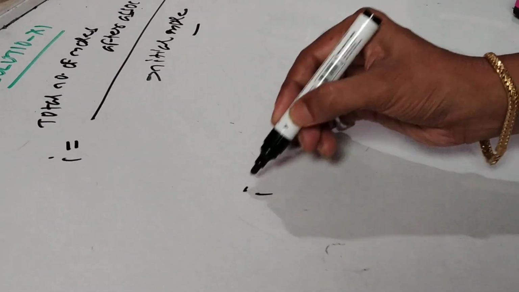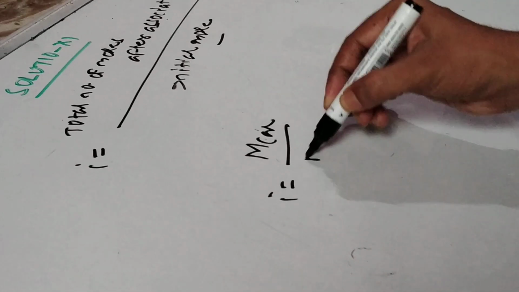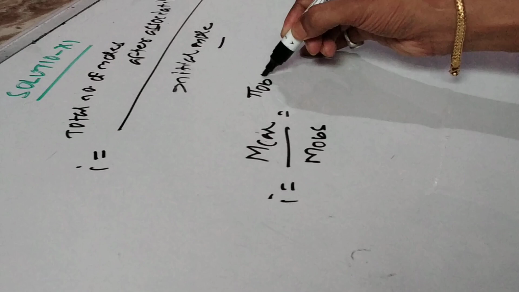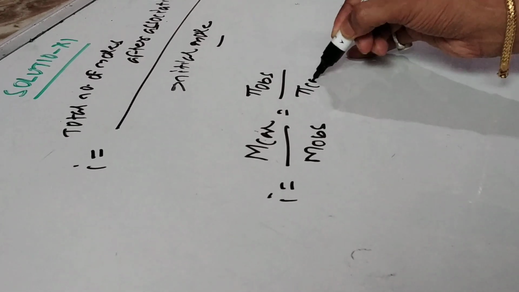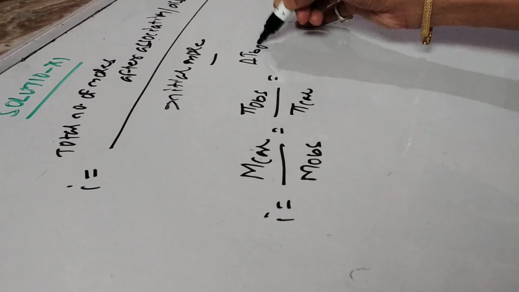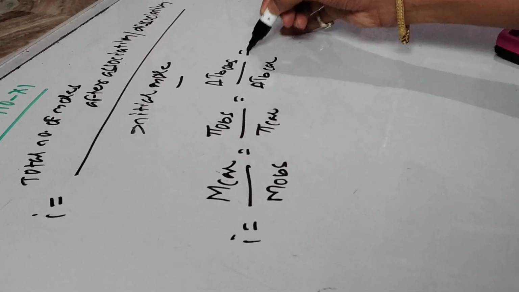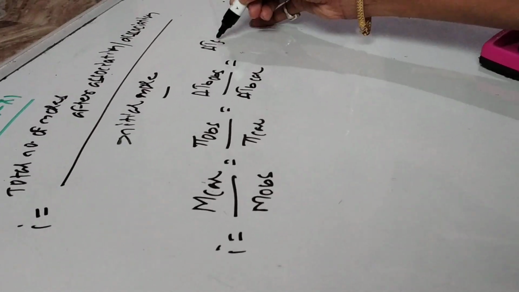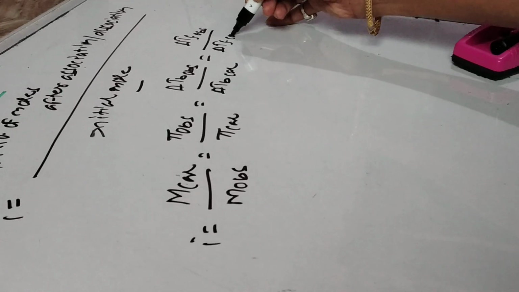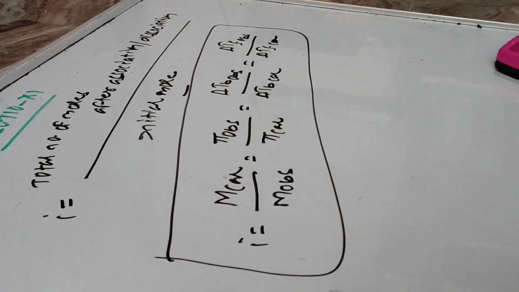And this i can also be calculated by using the formula: calculated molecular mass by observed molecular mass, that is also equal to pi observation by pi calculation, that is also equal to delta Tb of observation by delta Tb of calculation, that is equal to delta Tf of observation divided by delta Tf of calculation. So this is the general formula to calculate the i or Van't Hoff factor.